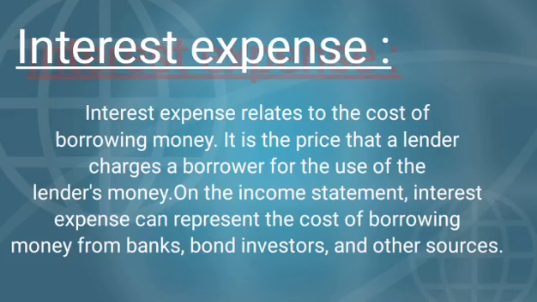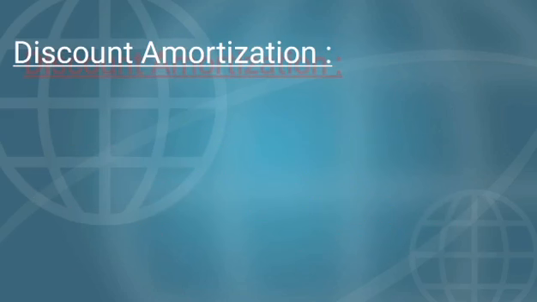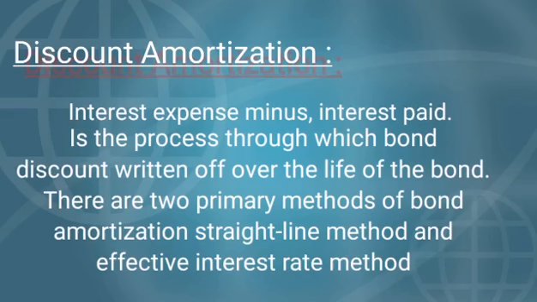Interest expense is the cost of borrowing money. It is the price that a lender charges a borrower for the use of the lender's money. On the income statement, interest expense can represent the cost of borrowing money from the bank, bond debtors, and others. Discount amortization, interest expense minus interest paid, is the process through which bond discount is written off over the life of the bond. There are two primary methods of bond amortization: the straight line method and the effective interest rate method.